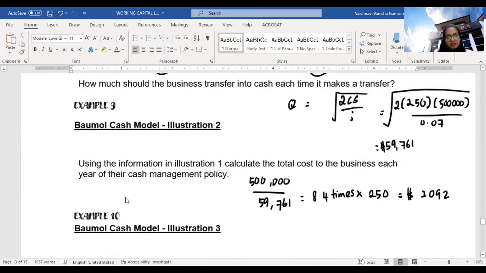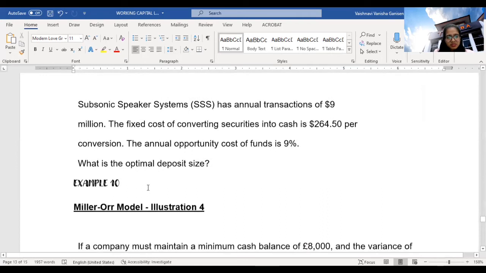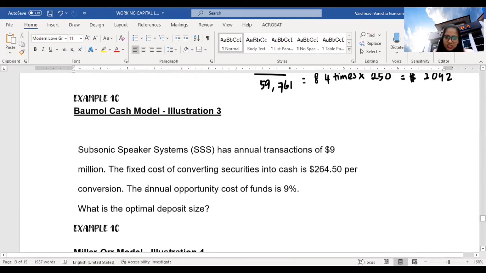Now, the Baumol model is as simple as that. Okay, you can try the other examples yourself because it's very similar. Okay, now never mind guys, I'll just do it together with you.